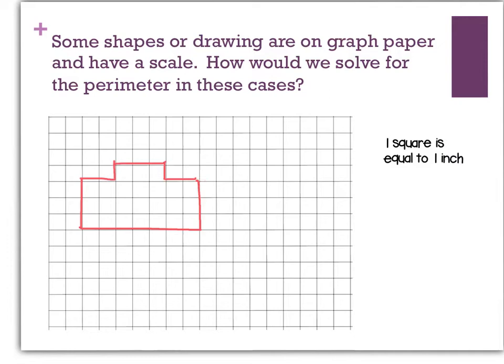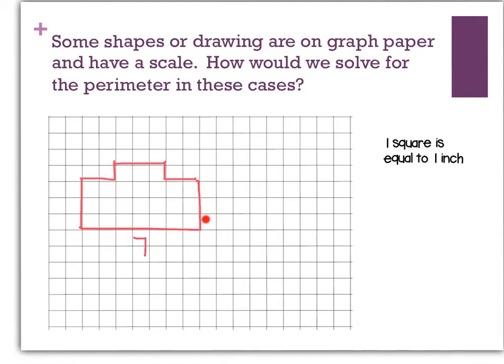Well, the first thing I'm going to need to do is count the sides. How many squares do I have for each side? Let's start on the bottom. Count with me. 1, 2, 3, 4, 5, 6, 7. I'm going to record that so I don't forget. 7. Now let's do the sides.